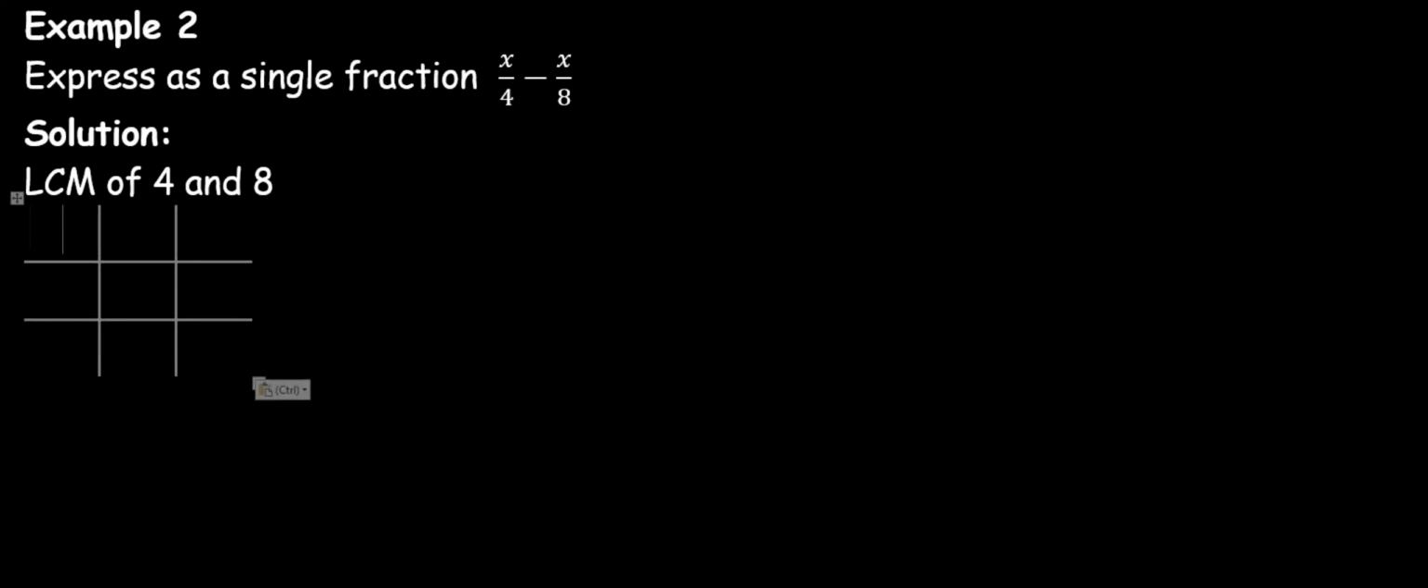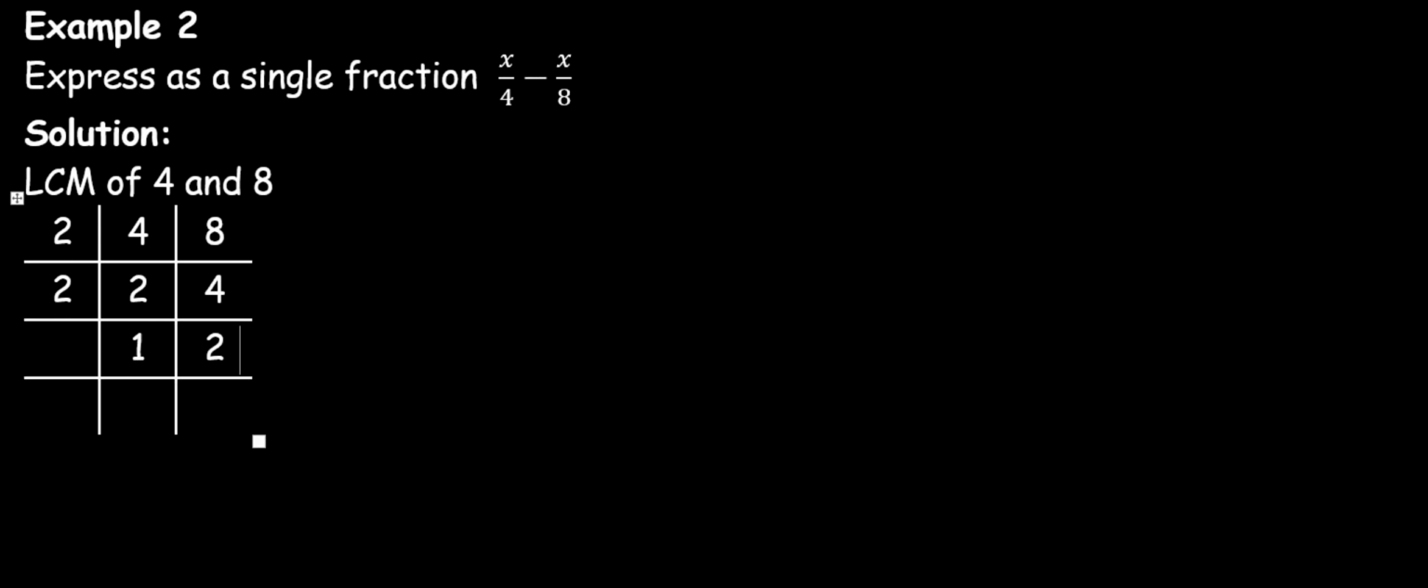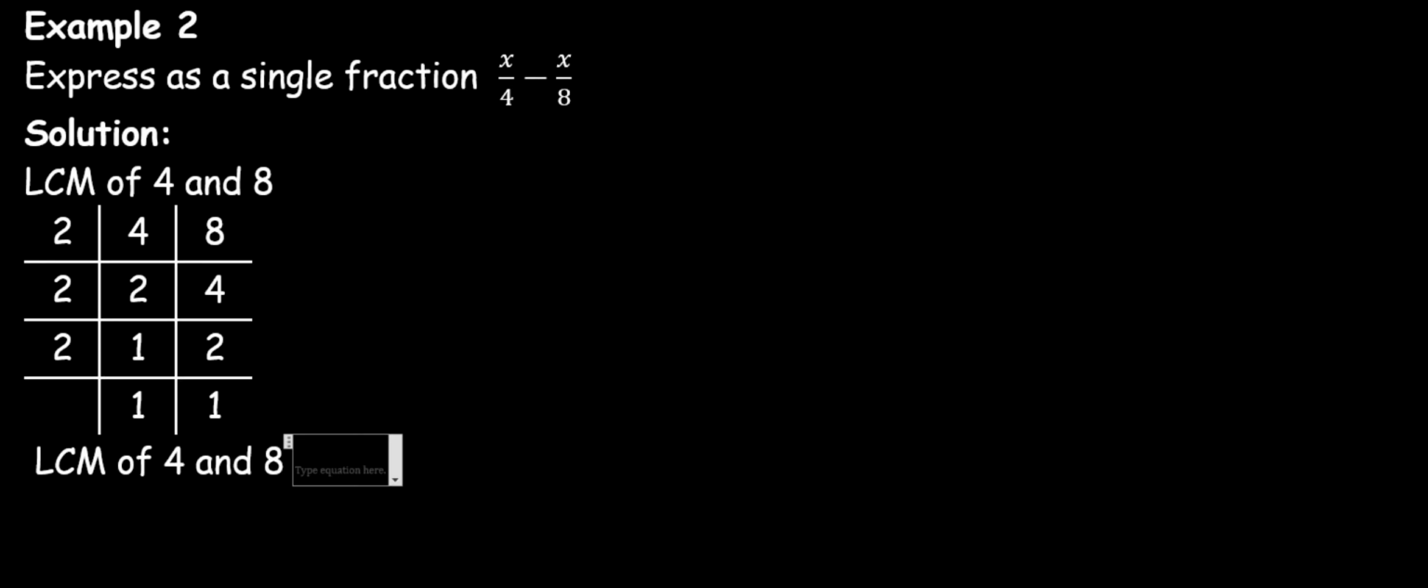Another example. Express as a single fraction x over 4 minus x over 8. Solution. LCM of 4 and 8. We rule our line and introduce our 4 and 8. Then the lowest common factor there is 2. Prime factor, you should know. 2 divide 4 will give you 2. 2 divide 8 will give you 4. Then we can take 2 again. 2 divide 2 will give you 1. 2 divide 4 will give you 2. Then 2 can still go. 2 divide 1, you bring 1 down. Then 2 divide 2 will give you 1. LCM of 4 and 8 is equals to 2 times 2 times 2, which is equals to 8.